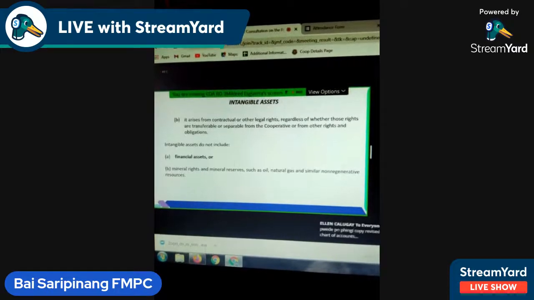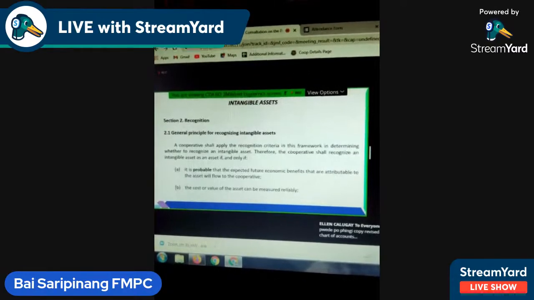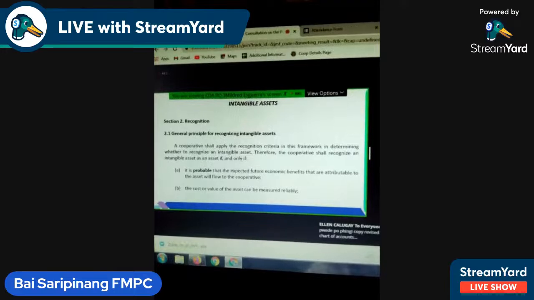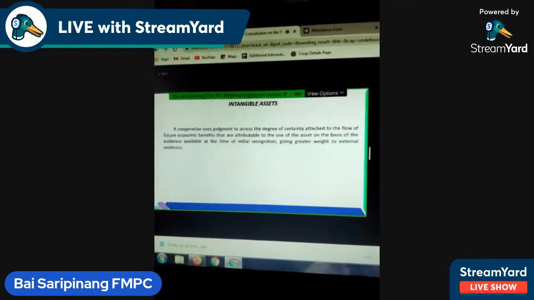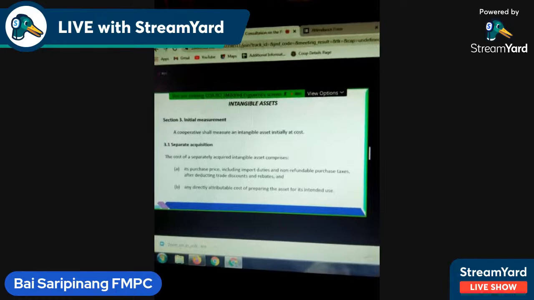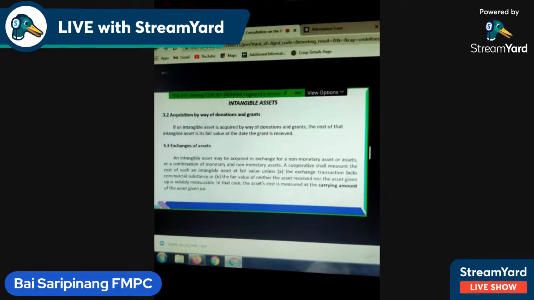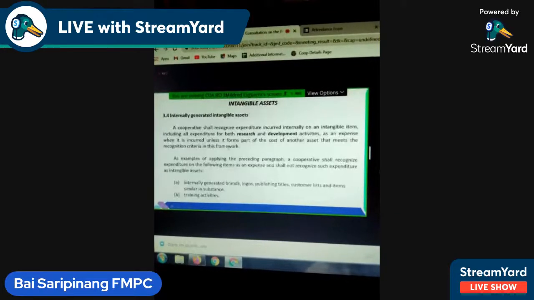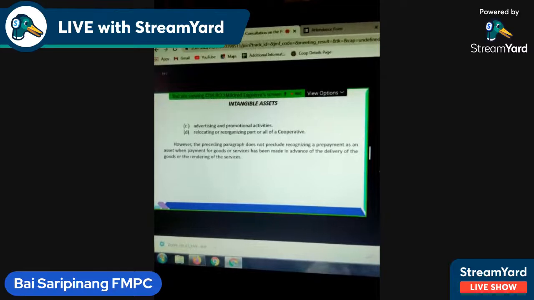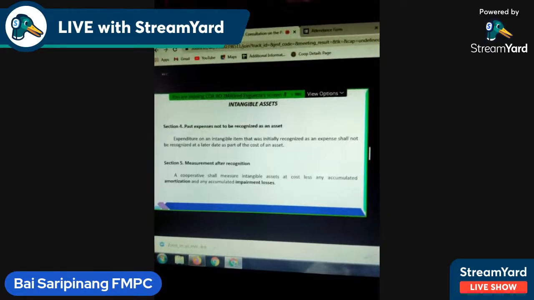Again, intangible assets do not include financial assets, at saka yung mga mineral rights and minerals. Dati na po yan. Now, on its recognition, yung kanyang general principle, pareho lang din po. Wala tayong binago on the principle ng recognition of intangible assets. Even on its measurement, even on its acquisition and exchange of assets. Ang internally generated intangible assets, yung po kanyang principles, pare-pareho lang po. Wala tayong ginawang pagbabago dito.